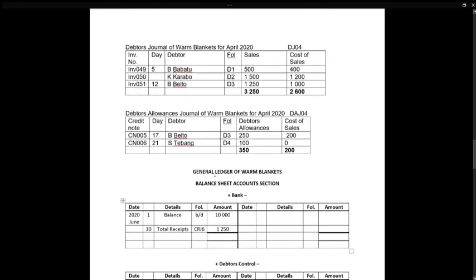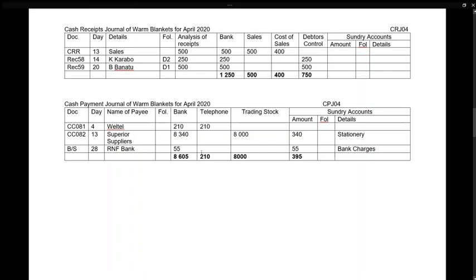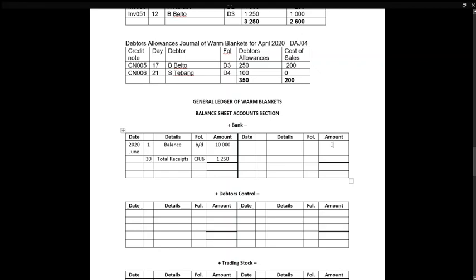Now we paid some money as well. Let's have a look. Total of bank in my CPJ is 8,605 Rand. Let's fill it in. 8,605 Rand. I got this from my CPJ number 6. My details will be total payments. Okay, the date will be the last day of the month, 2020, and the month was June. Okay, the only thing left is balancing. I'll do that right at the end.